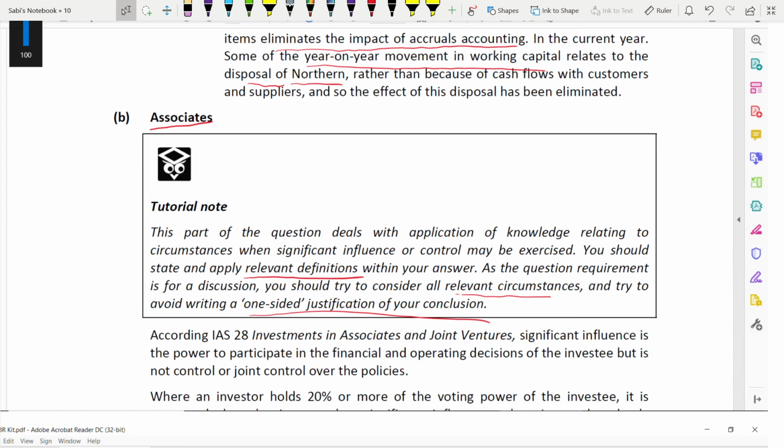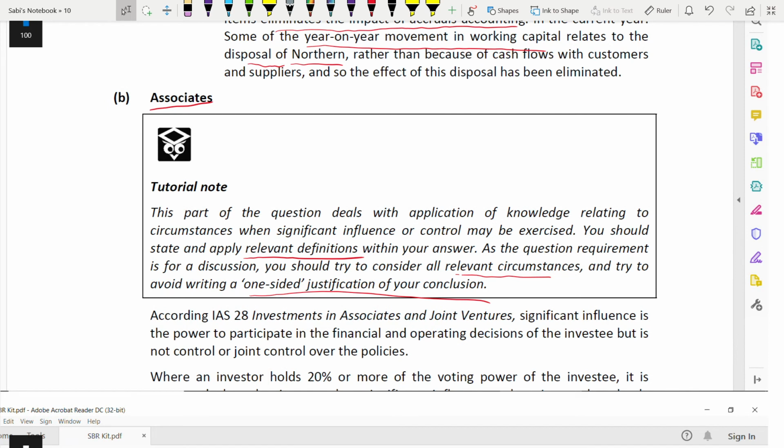So how do you start answering this question? Definitely it is with standard IAS 28. IAS 28 deals with two things: associates and joint ventures. Sometimes, as I told you, a standard might deal with 2, 3, 4 items under one standard. So IAS 28 is for associates and also for joint ventures.